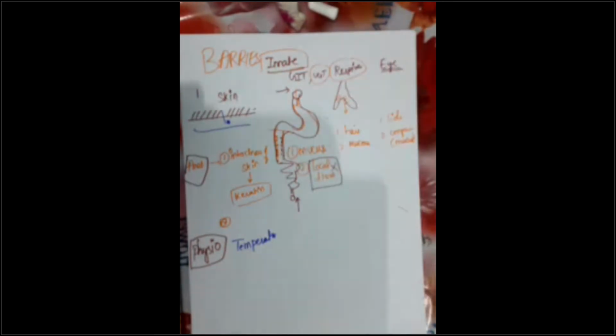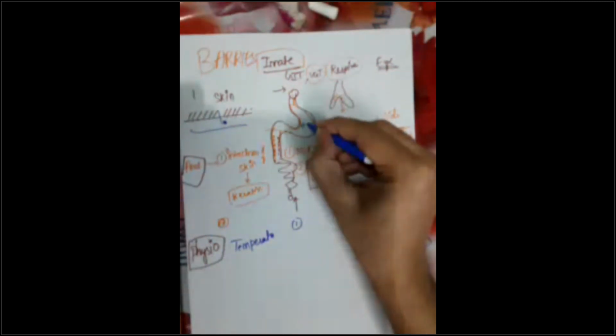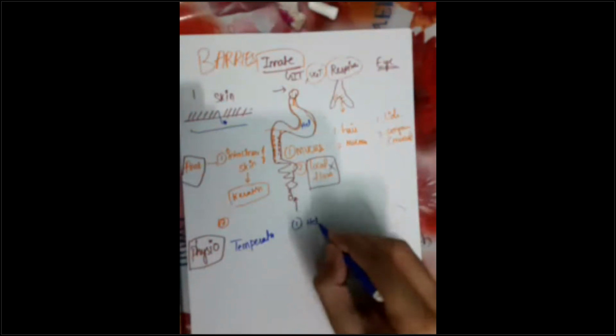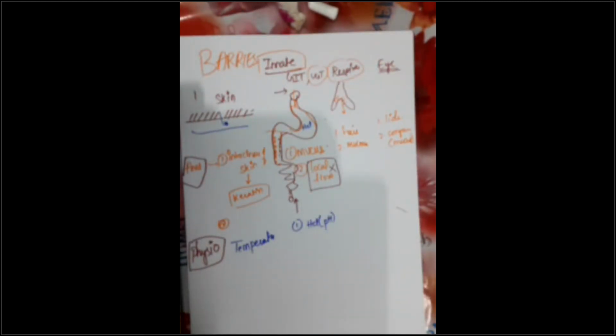Now GIT, let us see what are the physiological barriers. First is your pH, guys. HCl will be there, your HCl's pH. So what is the pH of the gastric juice? May I ask in the chat box. Now, what are the others?